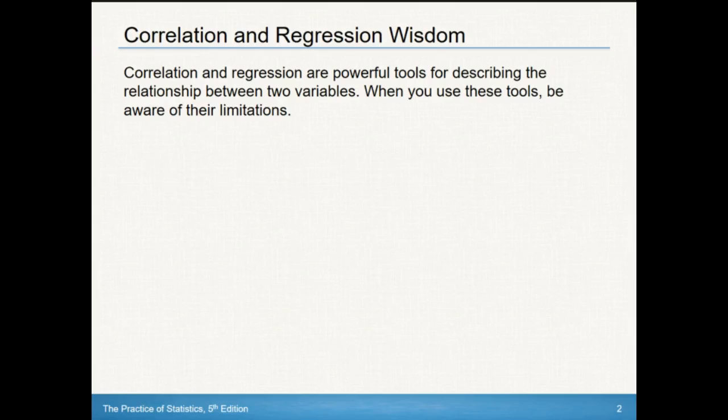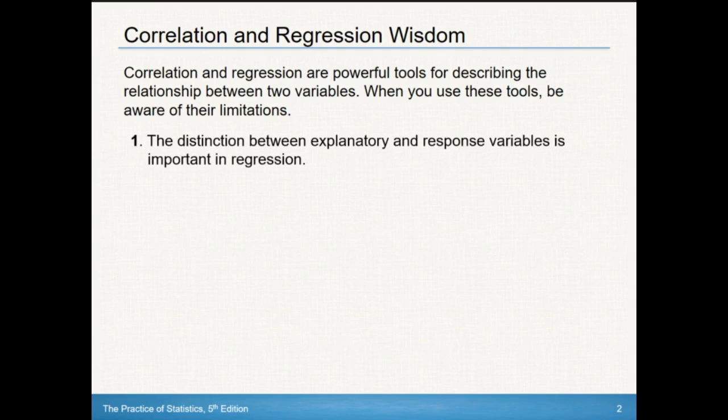Okay, so we've learned about correlation, which is R. We've learned about regression, which is finding that line of best fit, the least squares regression line. And we know that these are ways to describe relationships between two quantitative variables. Okay? So this is all great, but we have to be aware of some things so we don't misuse it. So one would be careful about distinguishing between the explanatory and response variables.